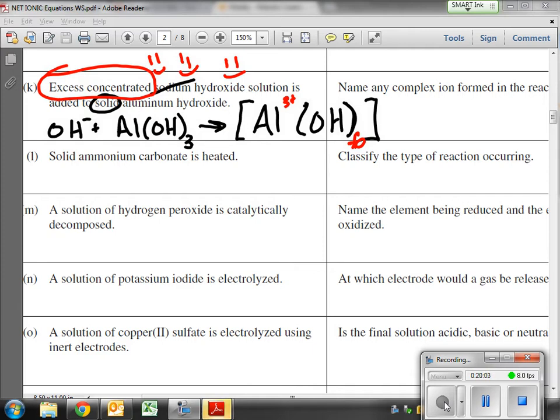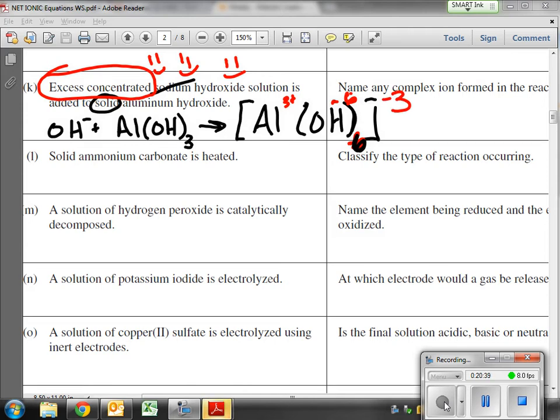Now add up the charges here. So I have hydroxide, which is a -1. 6 times -1 is a -6. All right, and then the charge for this complex ion, since an ion has to have some sort of charge, the charge is the addition of those two. So 3 plus -6 is a -3. So this would be my complex ion.